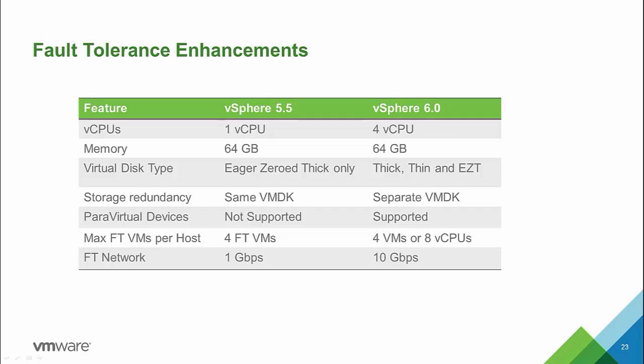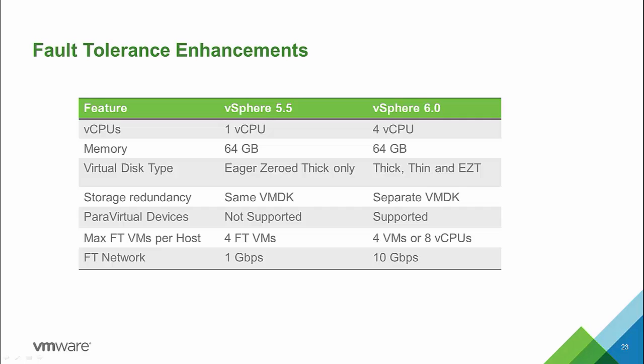Memory remained unchanged, but for virtual disk types a few options were introduced. In vSphere 5.5 we could only use eager zero thick disks. Now in vSphere 6 we can use thick, thin, and eager zero thick. The storage redundancy for fault tolerance machines was also improved.